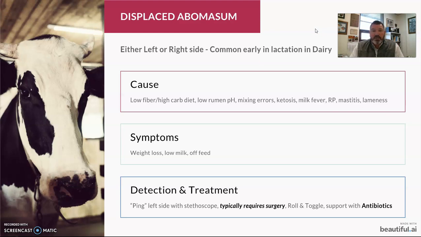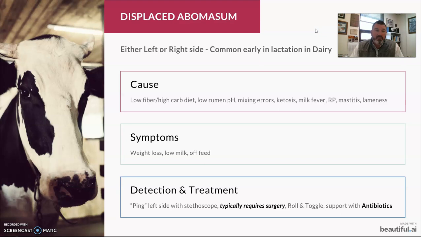It's usually caused by low fiber, high grain, high carbohydrate diets associated with low rumen pH, so acidosis type conditions, maybe a mixing error, you added the wrong amount of feed at a time, and a number of other diseases we'll talk about, and most of those in later segments of the lecture here. Symptoms, they'll lose a lot of weight really, really quickly. They'll be low on milk production and probably stop eating.